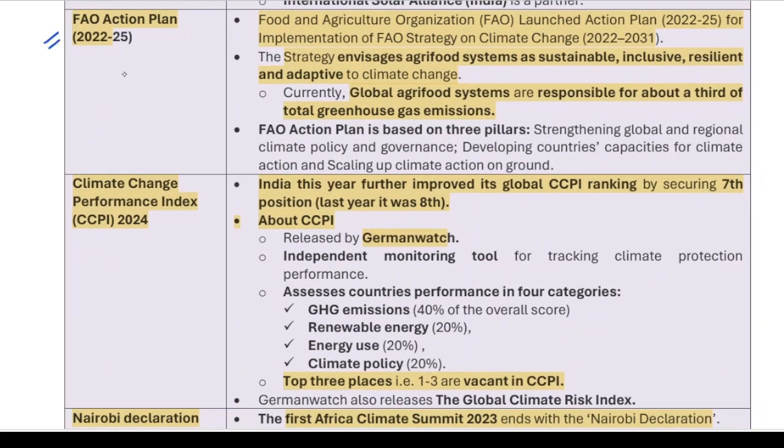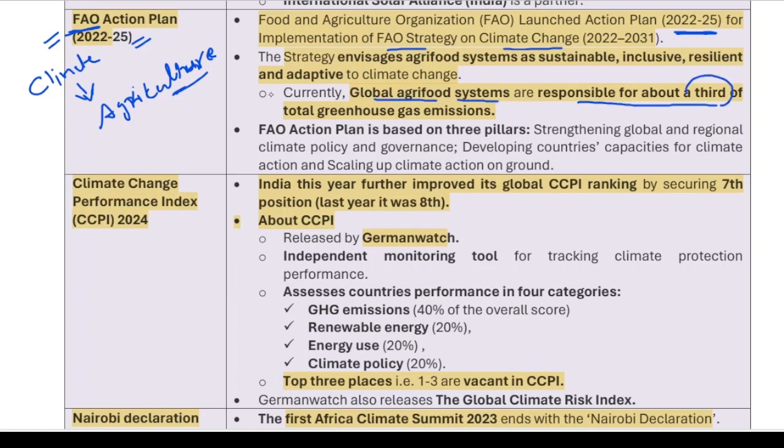FAO Action Plan has been launched for 2022 to 2025 for implementing the FAO strategy on climate change. You must have read in your strategy portion that climate change has an effect on agriculture. The Food and Agriculture Organization, FAO, wants to reduce the impact of climate change on agriculture, so this action plan has been launched for that. This fact is also important: global agriculture and food systems are responsible for about a third of total greenhouse gas emissions.